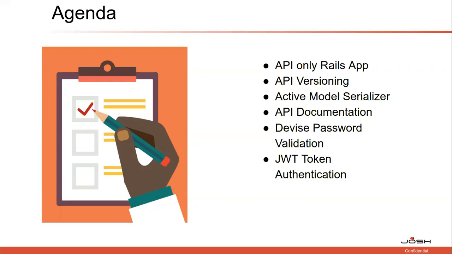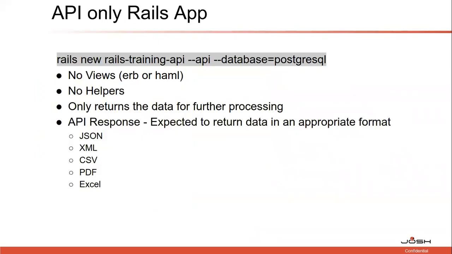Then there will be some gems for authentication, so authenticating your Rails APIs. Okay. So let's start with the API only app. This is just the same as you generally do with rails new in any application. In this API only app, we just provide the namespace that is API. And here, if you see, there is a database specified, which is Postgres. If we don't specify a database, it will take SQLite by default.